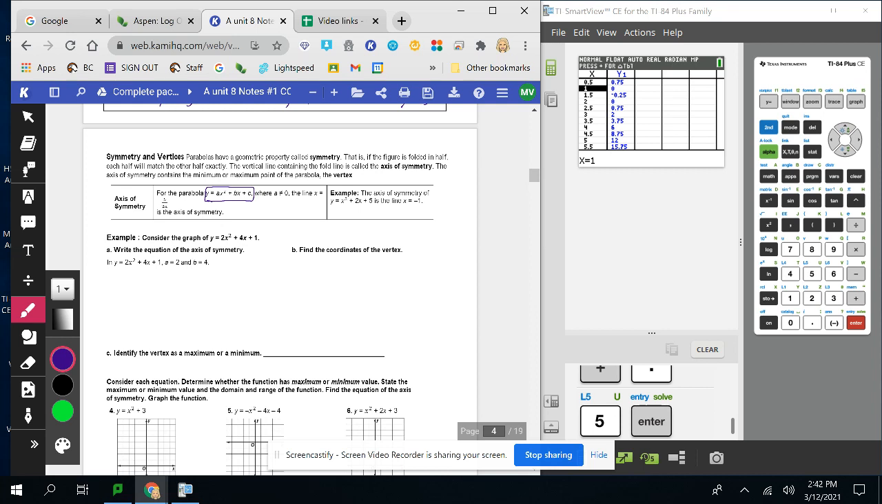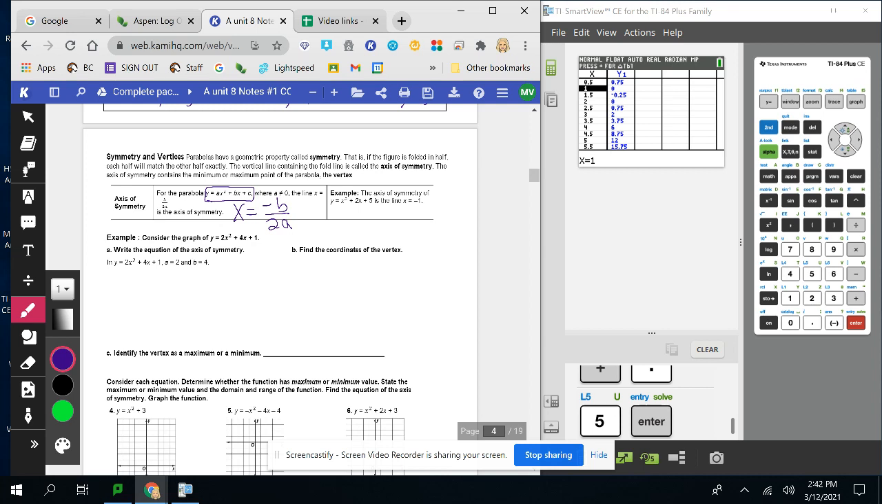So, symmetry and vertices. Parabolas have a geometric property called symmetry. That is, if the figure is folded in half, each half will match up exactly. The vertical line containing the fold is called the axis of symmetry. The axis of symmetry contains the minimum or maximum of the parabola. That's called the vertex. So the axis of symmetry for a parabola in the form y equals ax squared plus bx plus c, when a is not 0, is x equals negative b over 2a. And I rewrote that because the x equals kind of got wrapped around. That is our axis of symmetry.